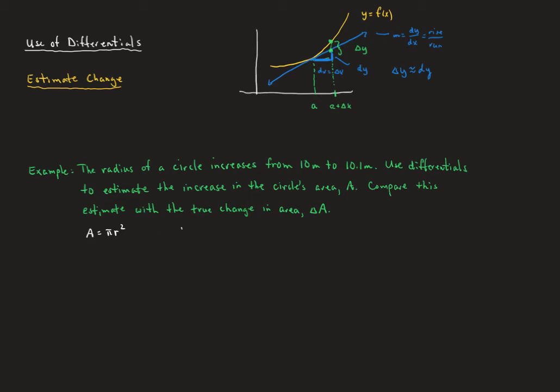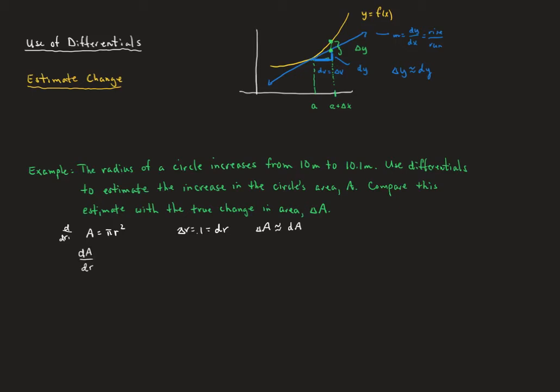So we know that our delta r is 0.1, and we're going to choose our differential dr to be equal to that. Remember, dr is an independent variable, so we can choose it to be what we want. We're interested in finding the delta area, but we are going to approximate that with our differential of the area, dA.